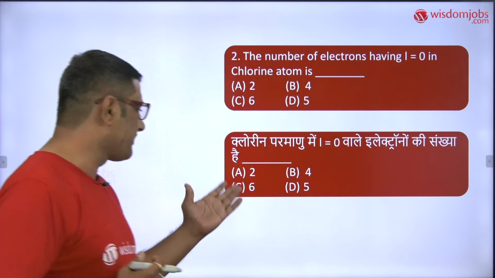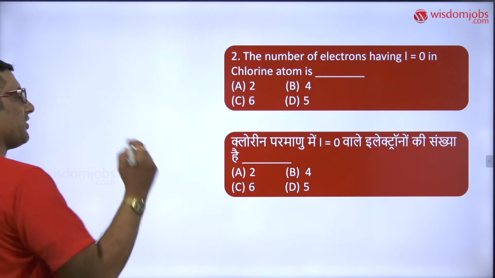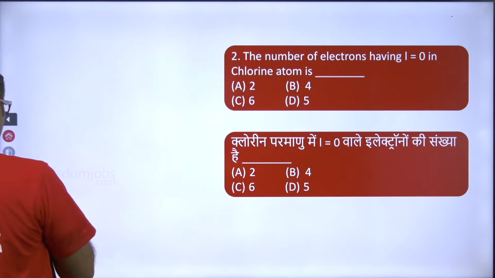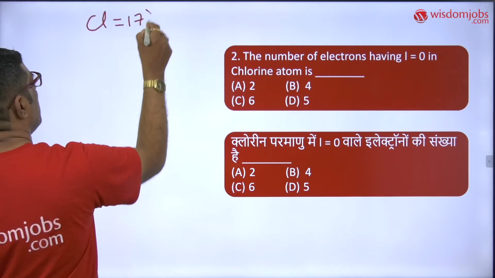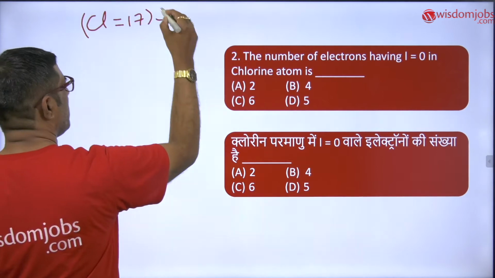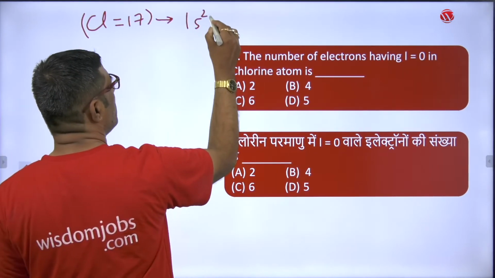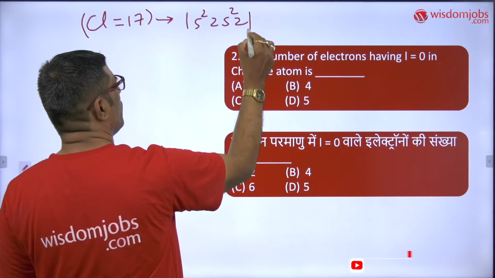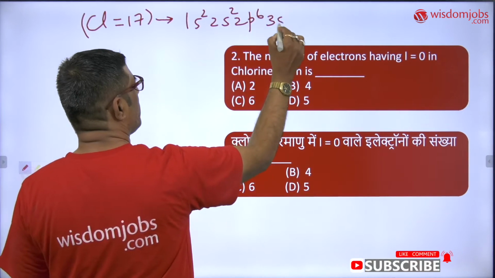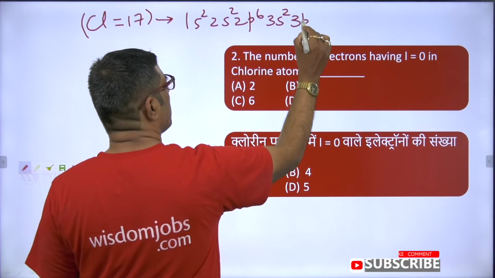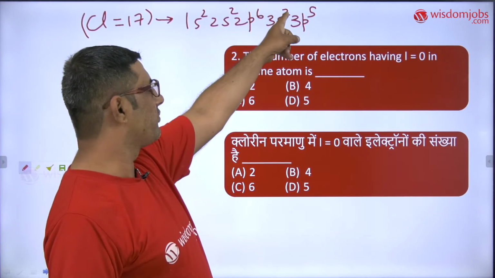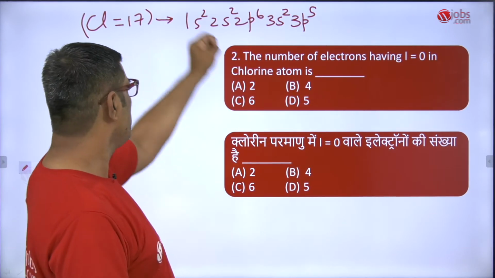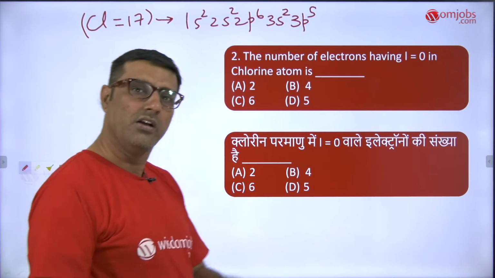Now let us write the electronic configuration of chlorine. What is the atomic number of chlorine? It is 17. So its electronic configuration is 1s2, 2s2, 2p6, 3s2, 3p5. If you observe, 2 plus 2 plus 6 is 10, 10 plus 2 is 12, 12 plus 5 is 17. So the electronic configuration has been matched.